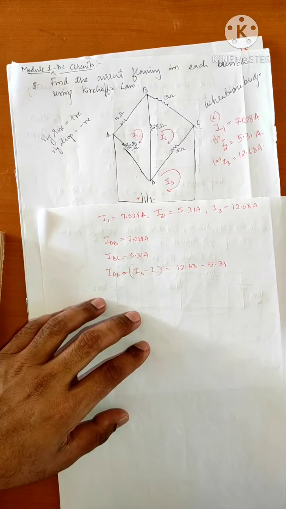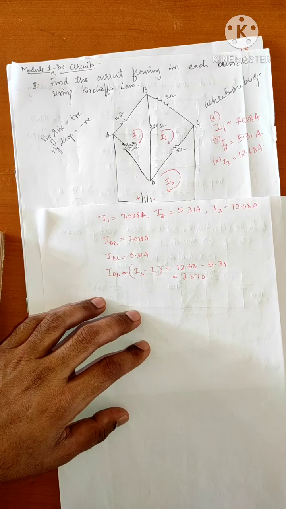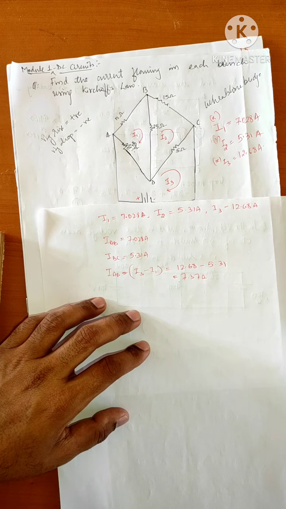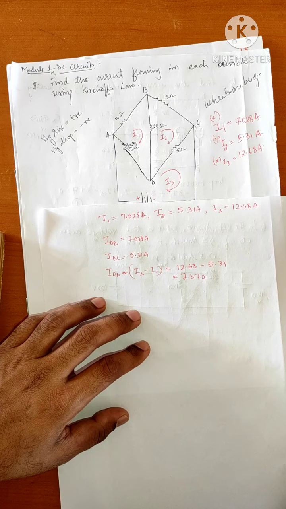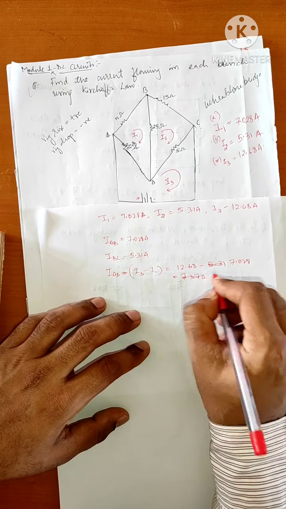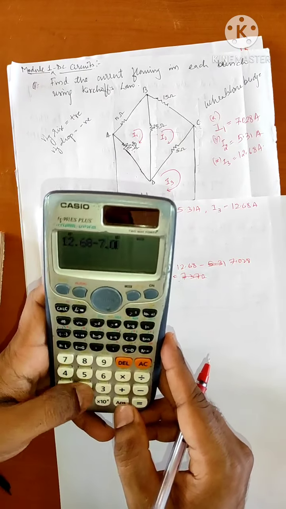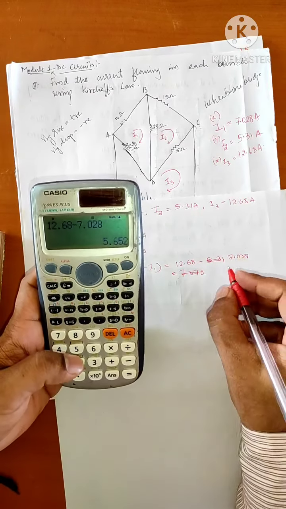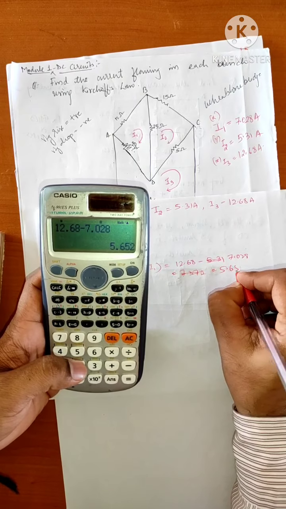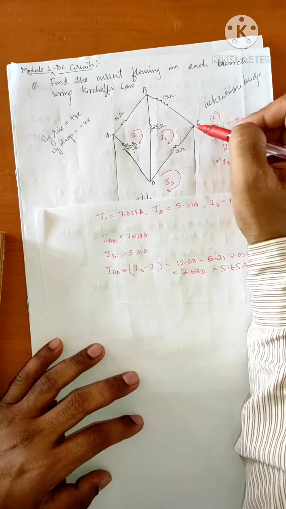That is 7.37 ampere. Sorry, I need to take this as 7.028. I'm sorry for this. So 12.68 minus 7.028. So the answer is 5.65 ampere. Okay, so you have found AB, BC and AD.